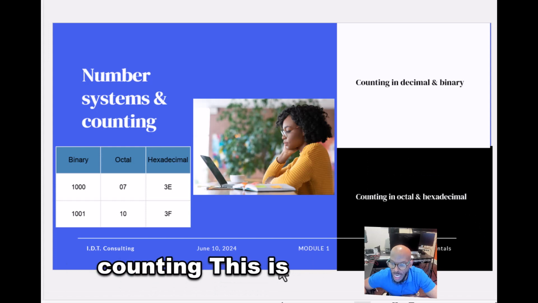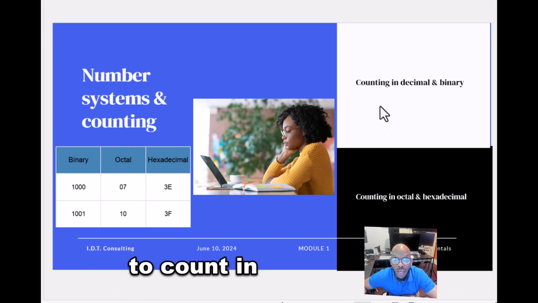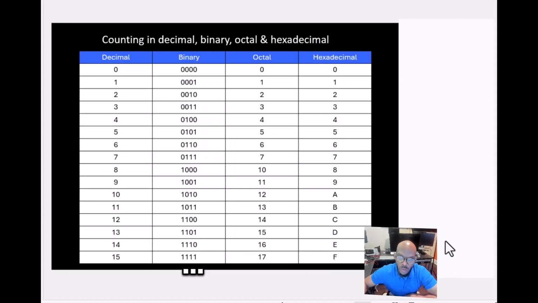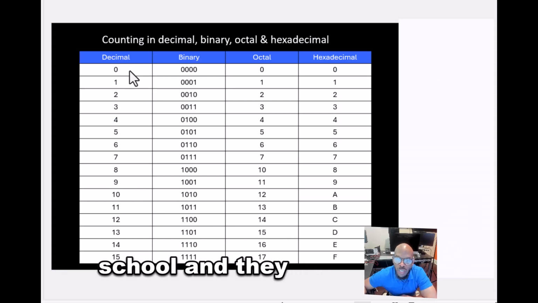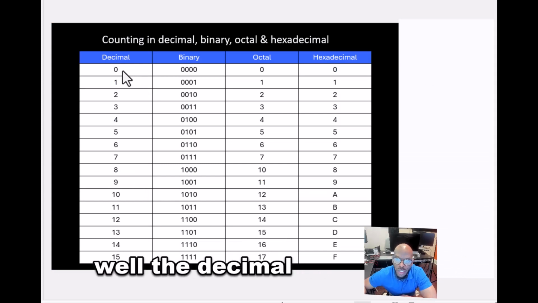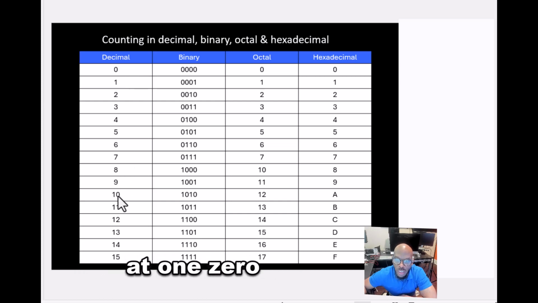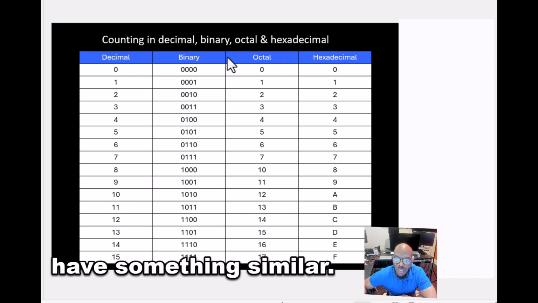Number Systems and Counting. This is Module 1. In this module, you'll learn how to count in decimal and binary and count in octal and hexadecimal. Remember when you were in grade school and they taught you how to count? Well, the decimal number system has 10 digits. So it starts off at 0 and goes to 9, and then it starts over with 10, 11, and so on and so forth. The binary, octal, and hexadecimal systems have something similar.